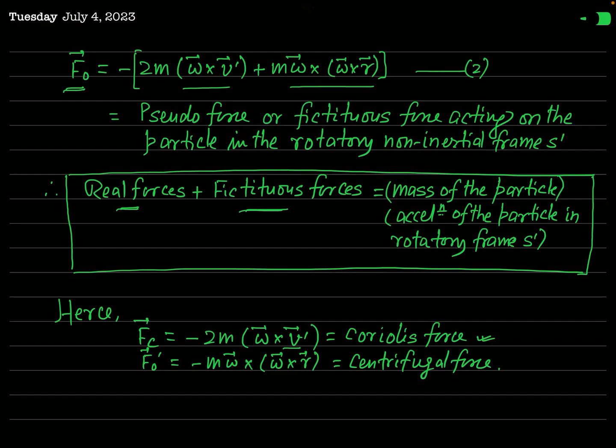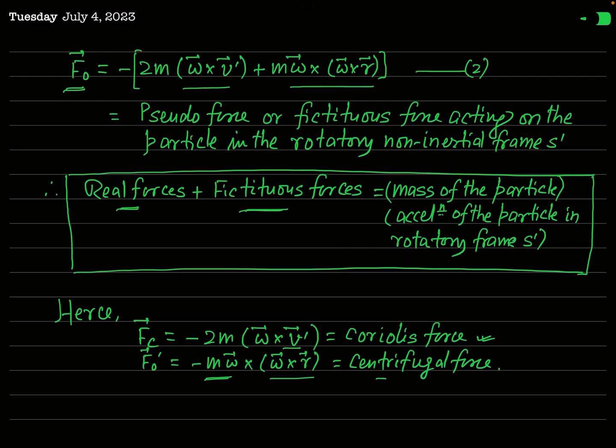Okay. And similarly, this F naught prime is actually the sum of these two. This F naught prime is equal to minus m omega cross r. You have learnt in the previous lecture that this minus omega cross r is called centrifugal acceleration, and when you multiply it by m, which is the mass of the particle, this gives another fictitious force, and that second fictitious force is called the centrifugal force.